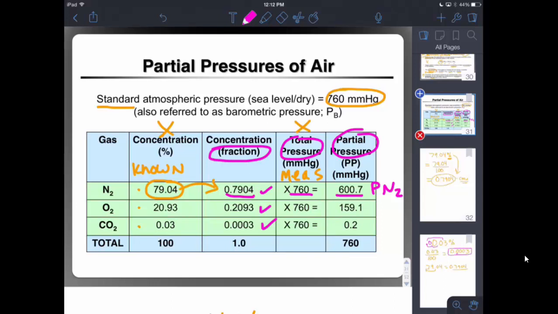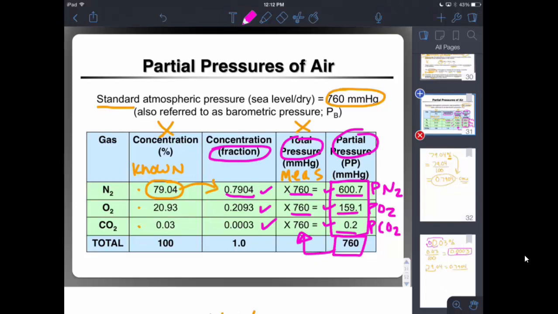600.7 millimeters of mercury. You do the same for oxygen, and you do the same for CO2. Okay, now you know the partial pressures of the 3 gases in the mixture. And as Dalton said, if you add up the partial pressures of the gases in the mixture, you end up with the total pressure of that mixture, which is what we originally measured.